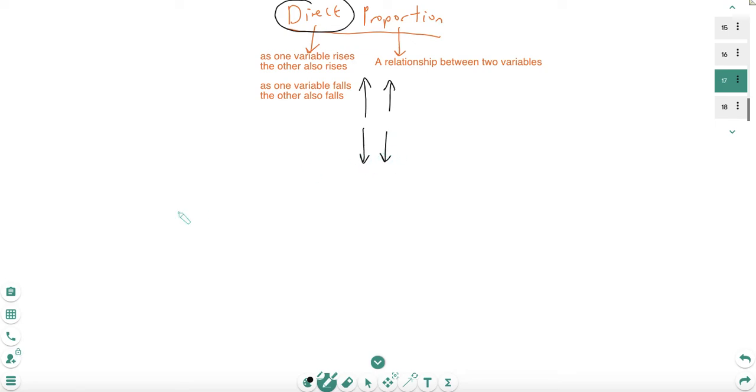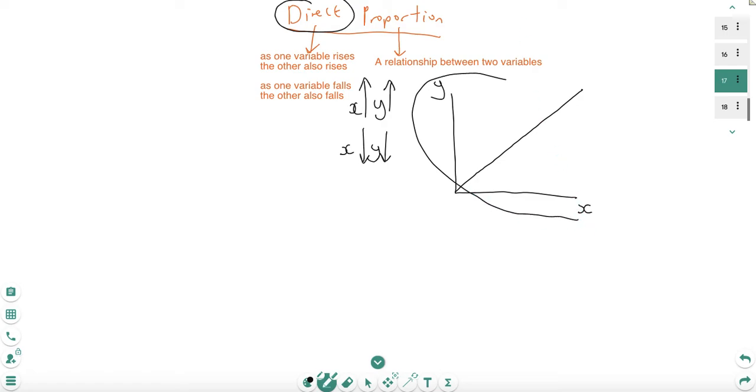So we can illustrate this on a diagram. Let's say our two variables are x and y, and they're directly proportional. That means as x rises, y will also rise. And as x falls, y will also fall. So a directly proportional relationship always looks like this in terms of a graph, okay?